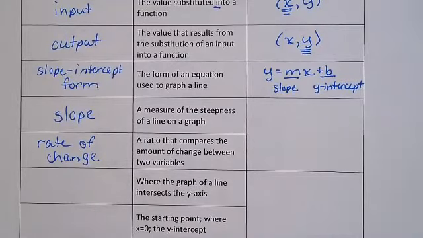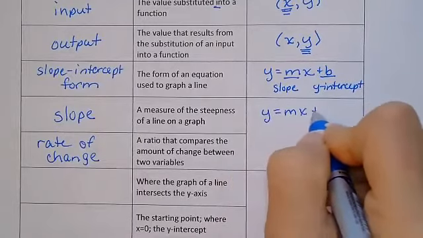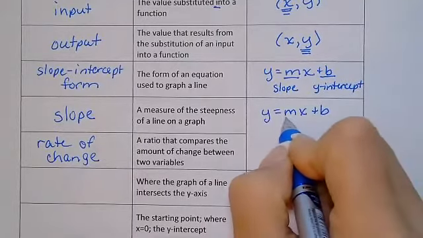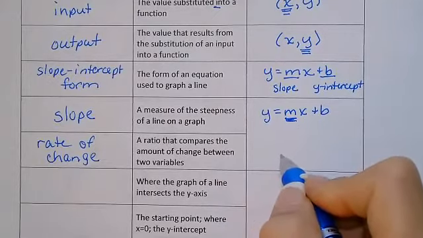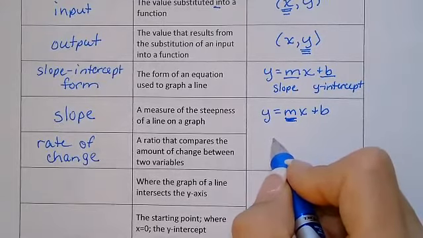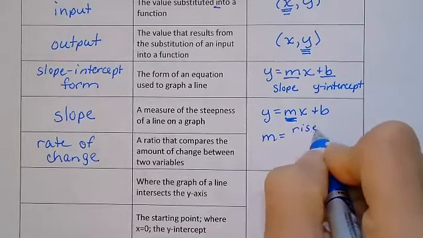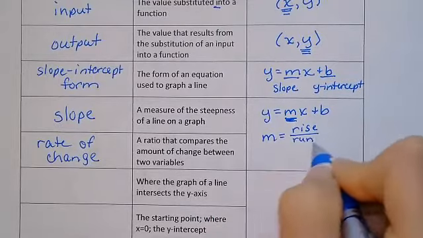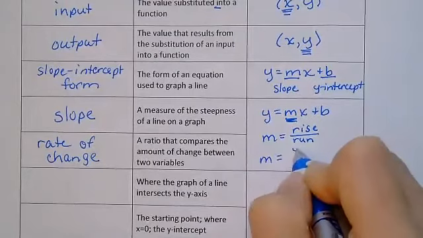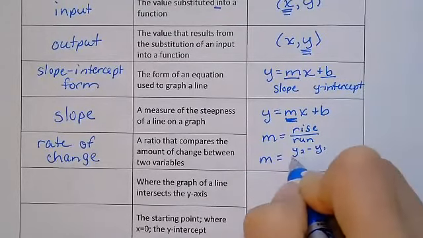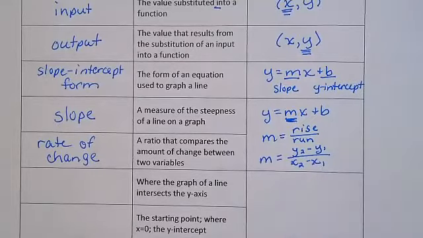Okay, these can both be represented the same way using slope-intercept form. y equals mx plus b. So m, we know, is our slope. You can also call that the rate of change. And you can find it two different ways. If you're doing slope on a graph, m would be the rise over the run. And if you're doing it algebraically, it would be y2 minus y1 divided by x2 minus x1.